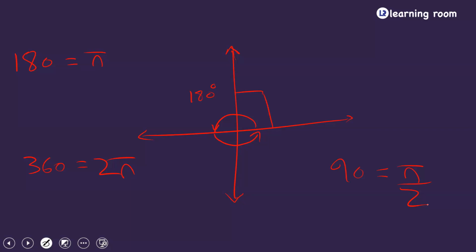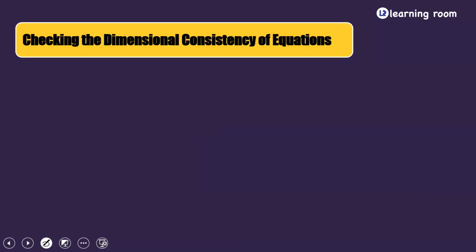Is this much clear to you? So what you can do is, if you have a value x in degrees and I want to convert it into radians, I multiply by pi and I divide by 180 degrees. That's all, remember.